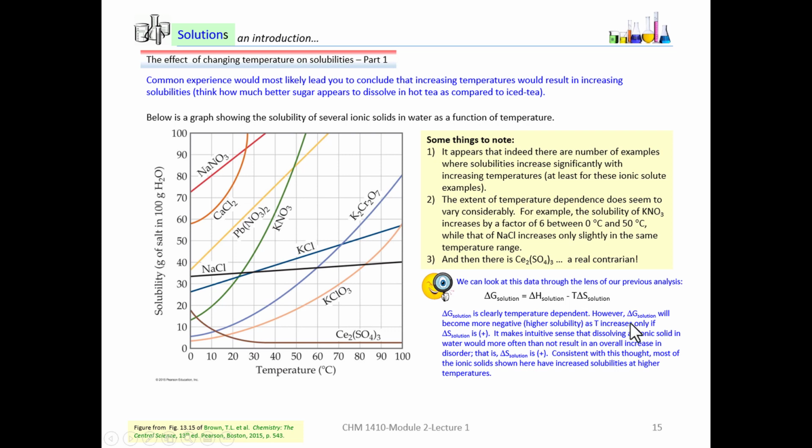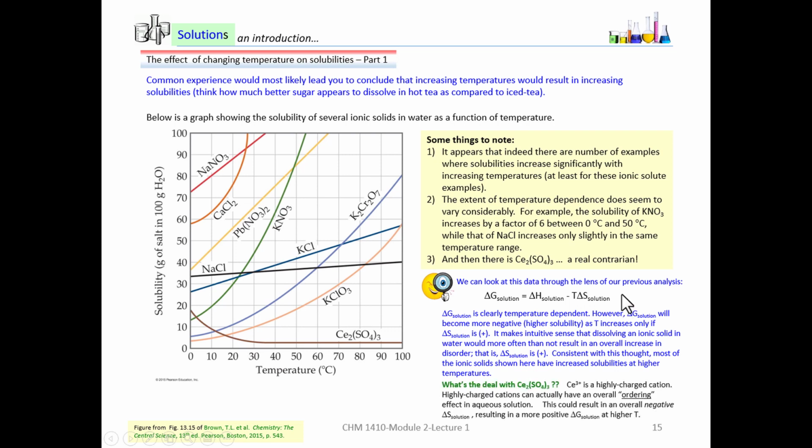However, the delta G of solution will become more negative. In other words, we would expect higher solubilities, more favorable solubilities at higher temperatures, only if delta S of solution is positive. If delta S of the solution is positive, then increase in the temperature is going to make delta G of solution more negative. And it seems reasonable to assume that most ionic solids, when dissolving them in water, will result in increased disorder. So delta S of solution being positive, for most cases, is not too hard to believe.